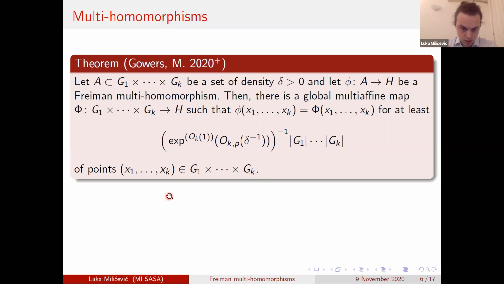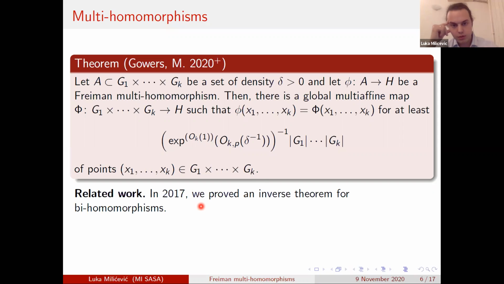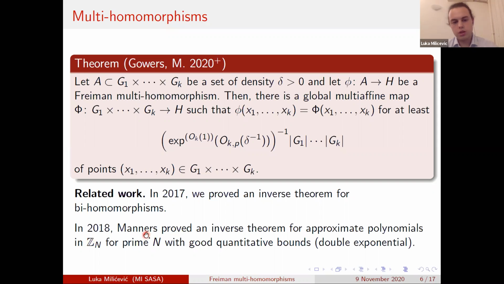So let's mention some related results. So the first result I would like to mention is actually another result from Tim and myself from 3 years ago, where we actually proved an inverse theorem for bi-homomorphisms, which is the case k equals 2 above. And we obtained a similar kind of bound. So we also got a tower of exponentials, and I think it was tower of height 2. But another result, which I would really like to stress, is results from 2 years ago, when Freddie Manners proved an inverse theorem for approximate polynomials in cyclic groups with good quantitative bounds, and this was really a major breakthrough.